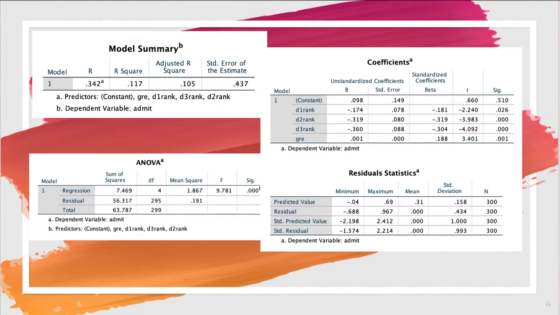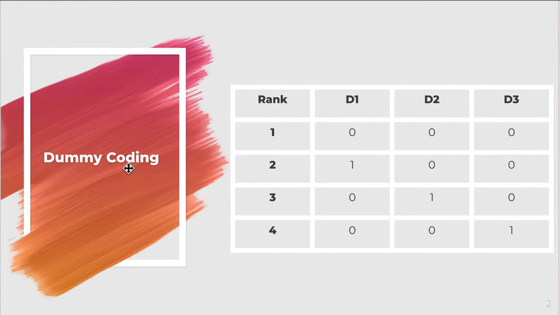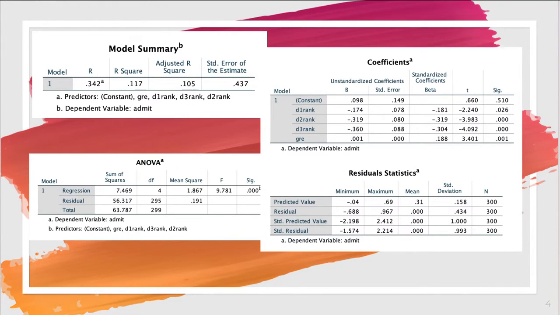Moving on into our numbers here, we have our rank, which is D1, D2, and D3, back to our dummy coding: 1, 0, 0, 0, 1, 0, and 0, 0, 1. We've recoded it so that it can be entered into this regression equation as a binary predictor. Our rank order here runs from our constant to 4, so D1 is 2, D2 is 3, D3 is 4, and so on.